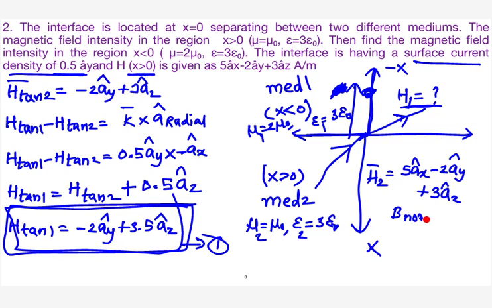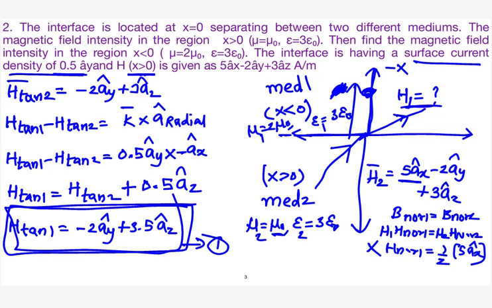B normal 1 is equal to B normal 2. So you can say mu1 H normal 1 is equal to mu2 H normal 2. So find out H normal 1 in that case. So mu2 by mu1, where mu2 is mu naught and mu1 is 2 mu naught. So 1 by 2 times H normal 2, and you can see here this is the x component, which will be 5 ax cap. So we'll get H normal 1 is equal to 2.5 ax cap.